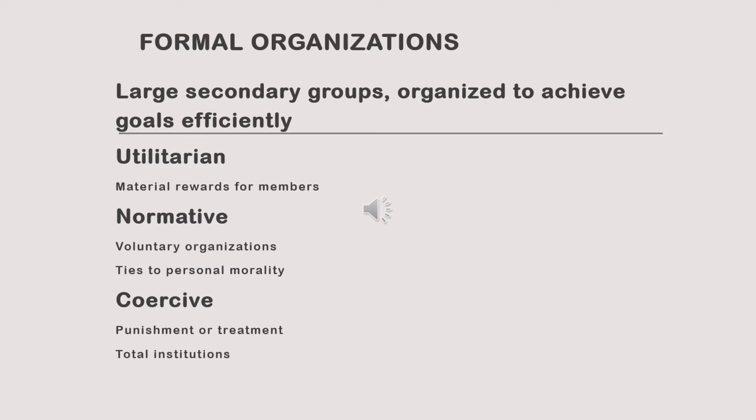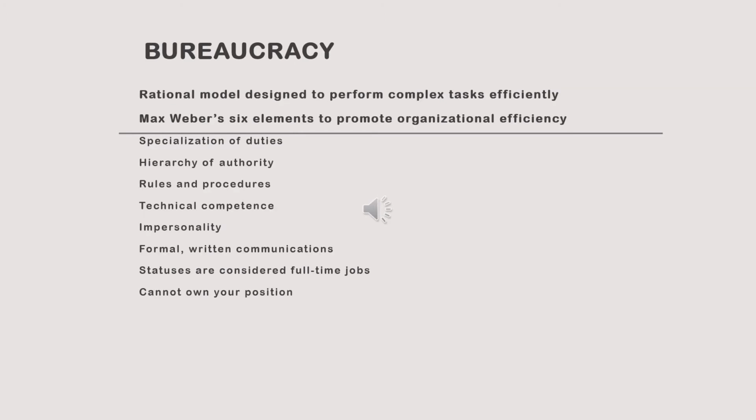Coercive groups are the total institutions. They're generally punishment or treatment centers that you cannot leave. But the classic formal organization is the bureaucracy. It is a rational model designed to perform complex tasks efficiently. And in these next slides, we're going to go through these one by one.